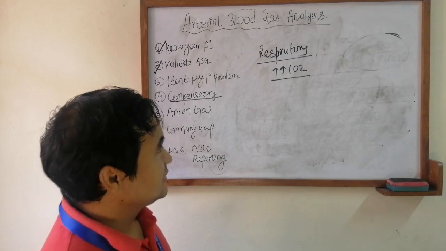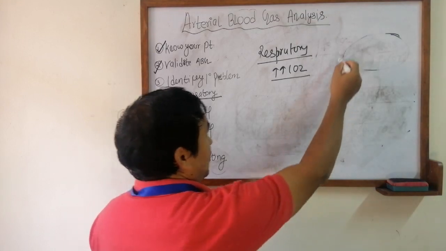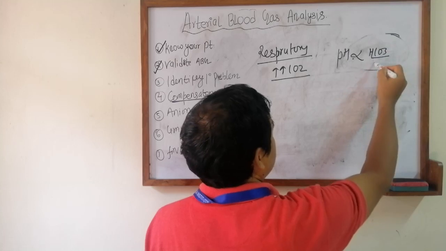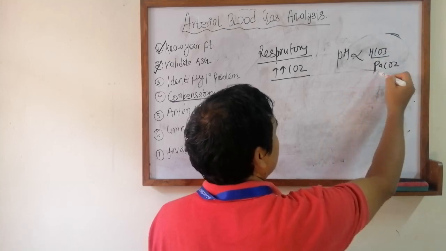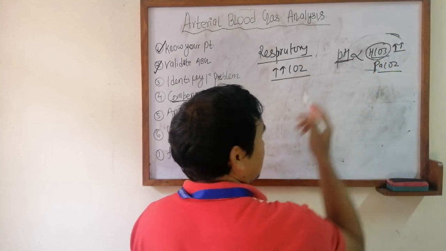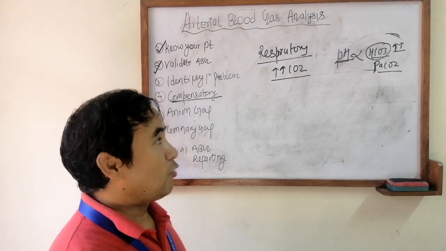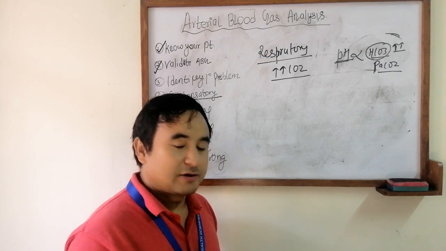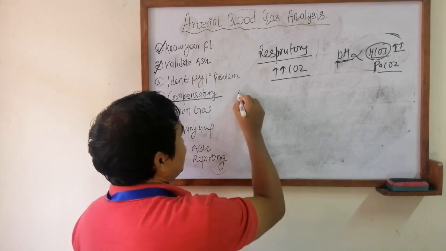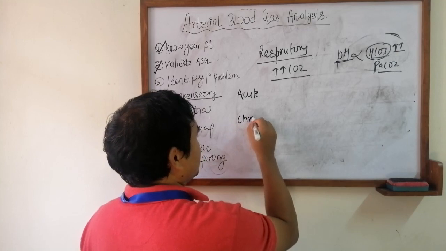So if there is an increase in CO2, the body tries to maintain the pH. If there is increase in CO2, then the body tries to increase the level of bicarbonate, so that pH will be normal. This phenomenon is called compensation. Then what is the rate of compensation? It's never complete. For that, we have to know the acute and the chronic compensation.